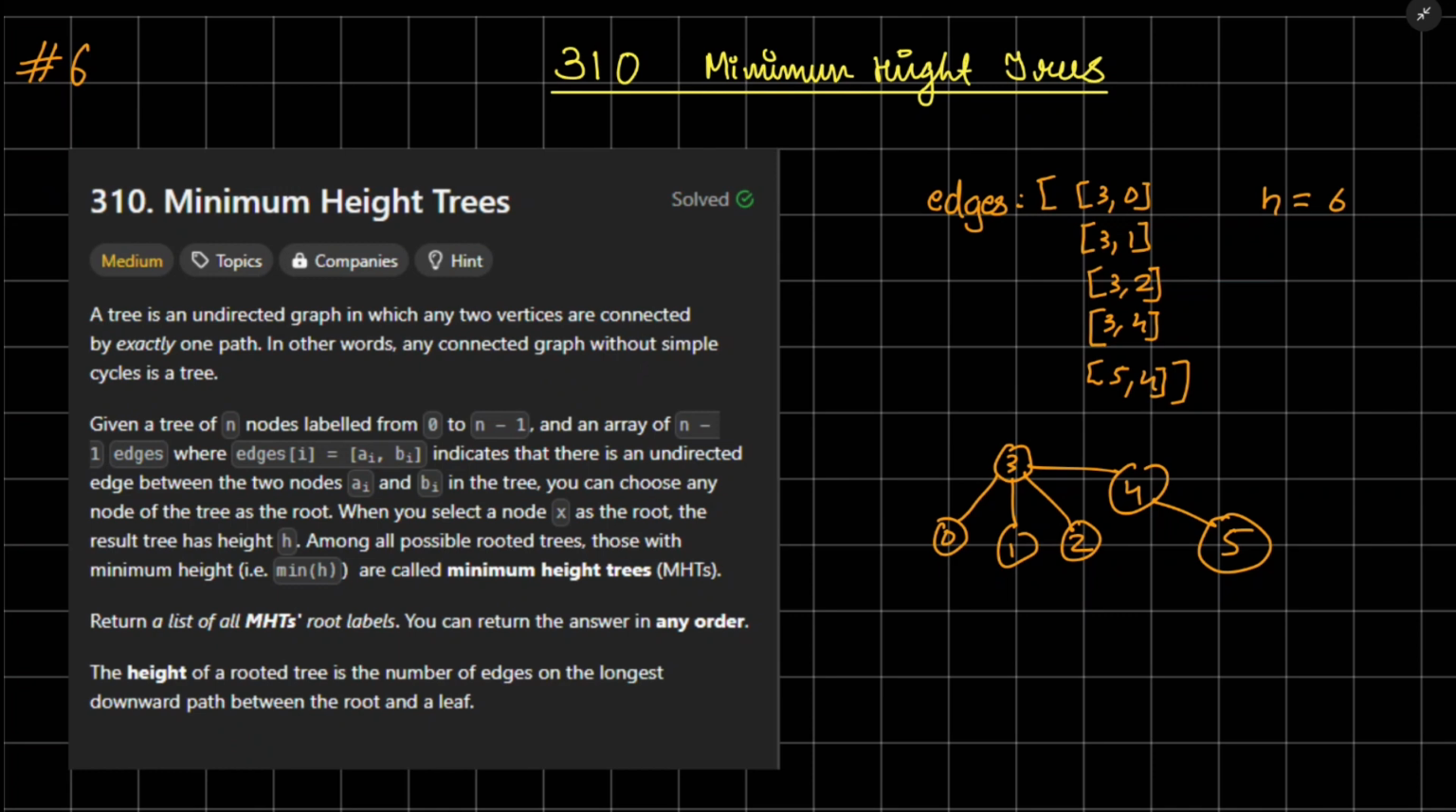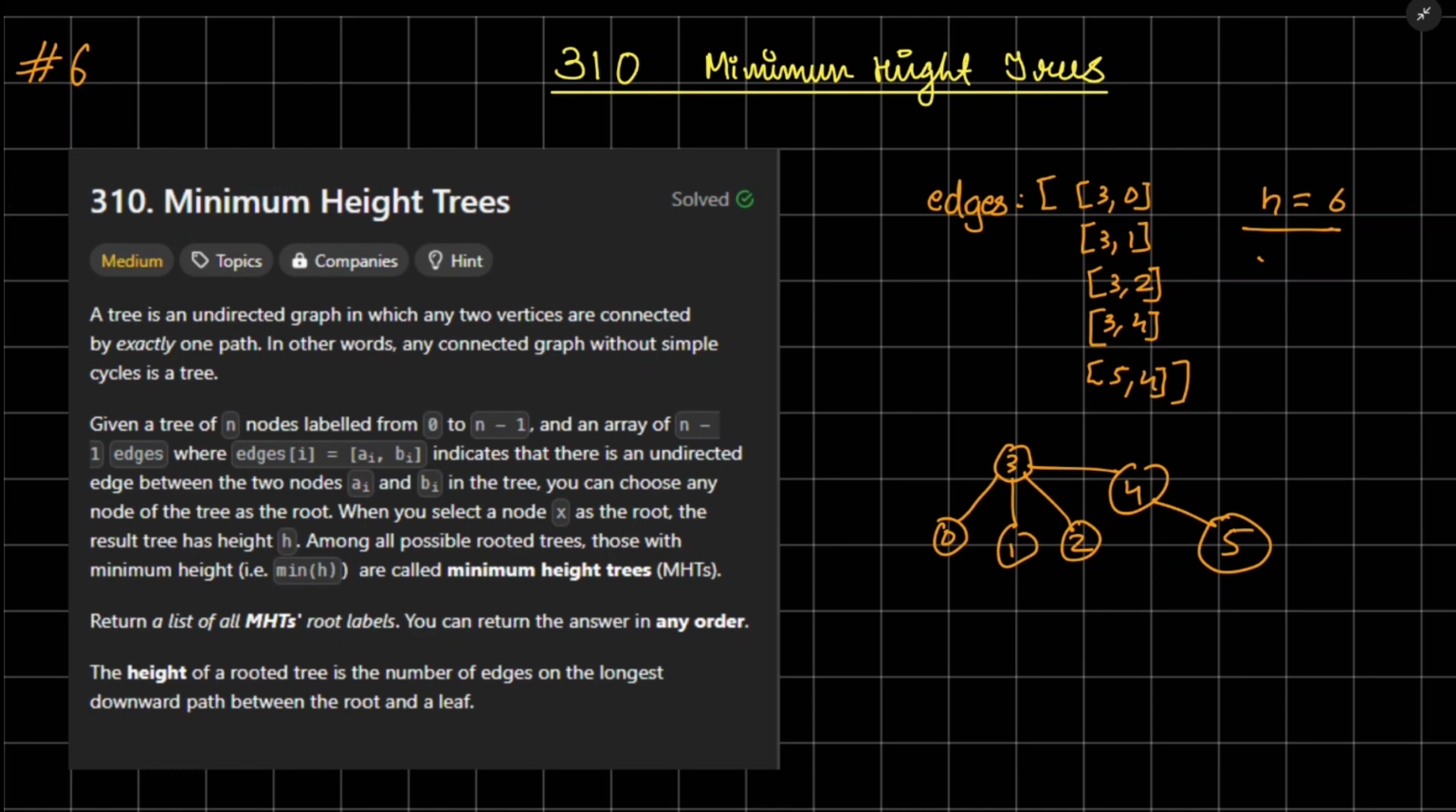So what we have to do is, in this graph we notice that for nodes 0 to n minus 1, an array of n minus 1 edges is given. So for 6 vertices we will have 5 edges, and so there will be no cycles in the graph. So it is basically a tree. We are given a tree, and we have to find the node of the tree such that its minimum height will be there.